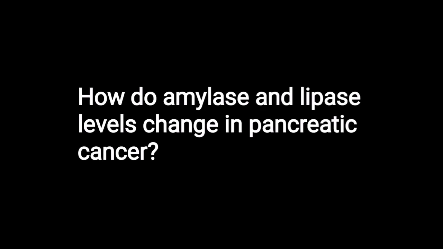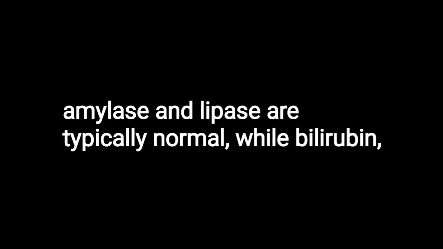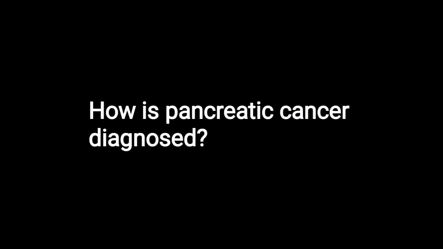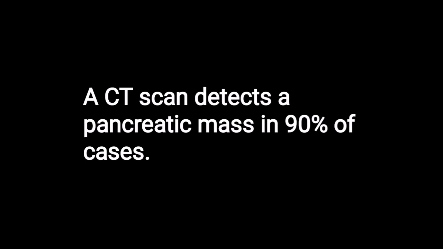374. How do amylase and lipase levels change in pancreatic cancer? In pancreatic cancer, amylase and lipase are typically normal, while bilirubin, alkaline phosphatase, and GGTP are elevated. 375. How is pancreatic cancer diagnosed? A CT scan detects a pancreatic mass in 90% of cases.